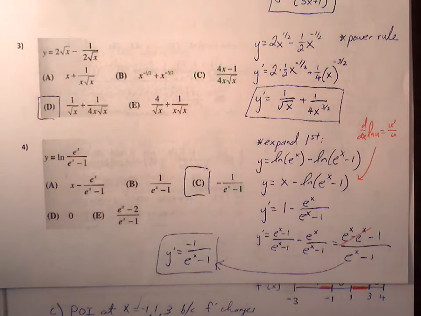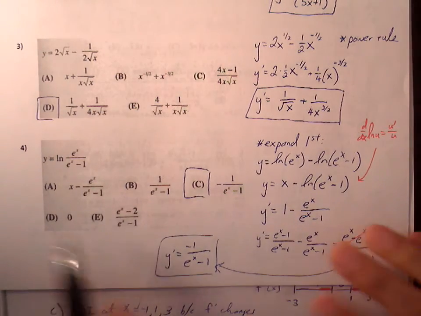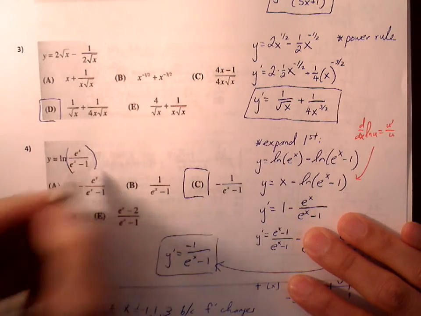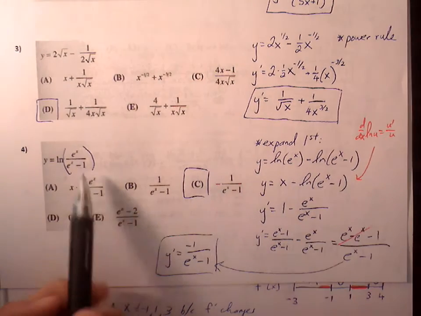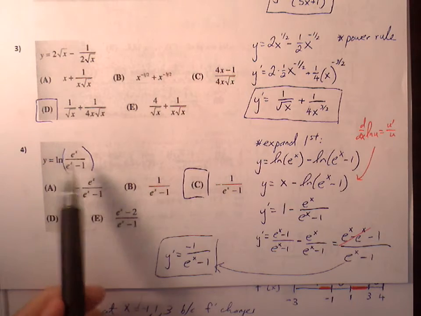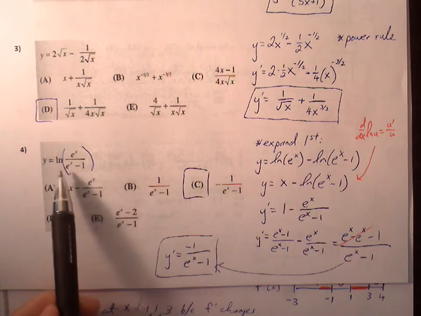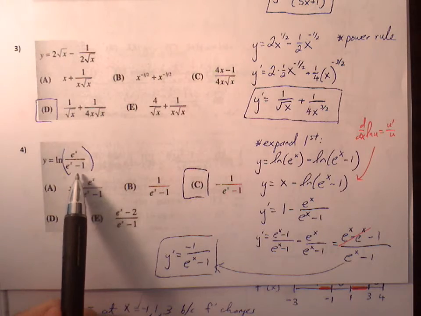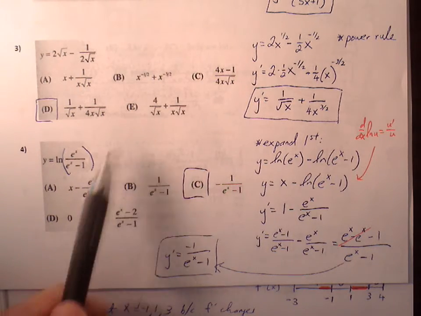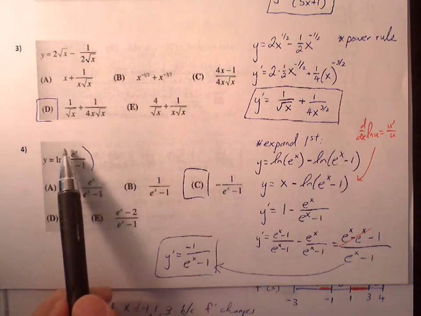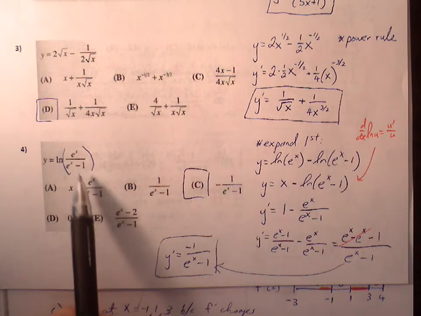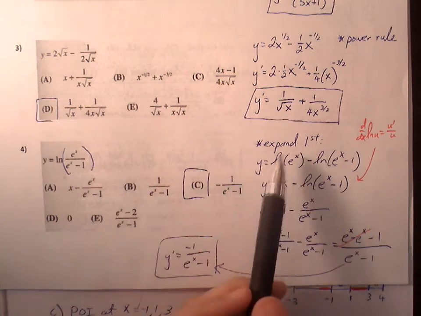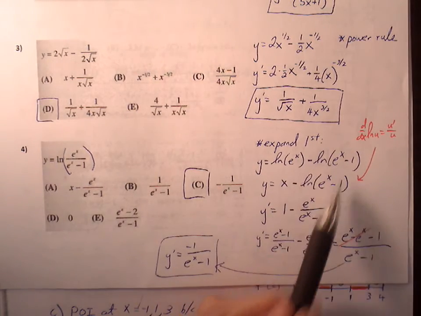Okay, so number 4, this is a natural log term. Whenever we see a natural log expression and we're asked to find the derivative, we always want to explore expansion, right? We want to take advantage of the expansion rules that we have available for natural log to make our derivative step easier. So this is in the form of natural log of a over b, which we can expand into natural log of a minus natural log of b.